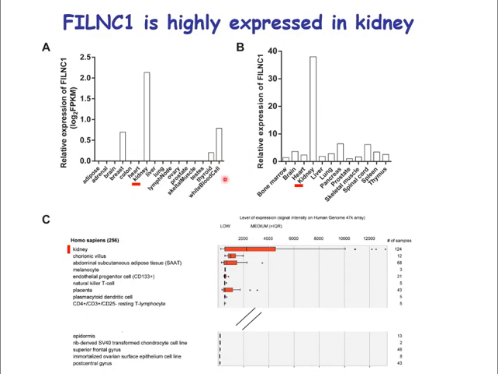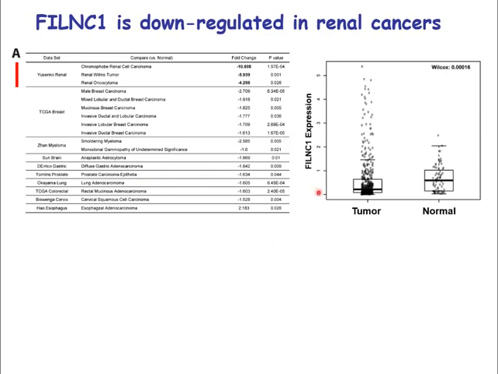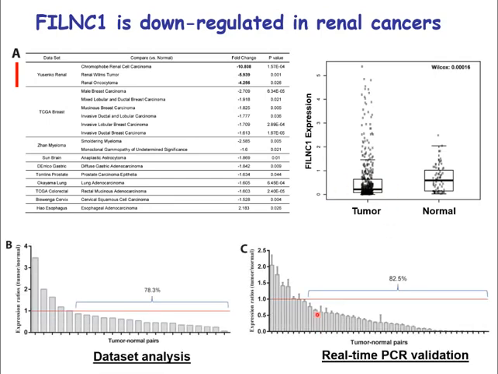Interestingly, this non-coding RNA is mainly expressed in kidneys. You can see it's very abundantly expressed in kidneys from various data sets. But interestingly, it is significantly downregulated in the kidney tumors. We did further analysis in the matched samples between the normal kidney and the kidney tumor samples.